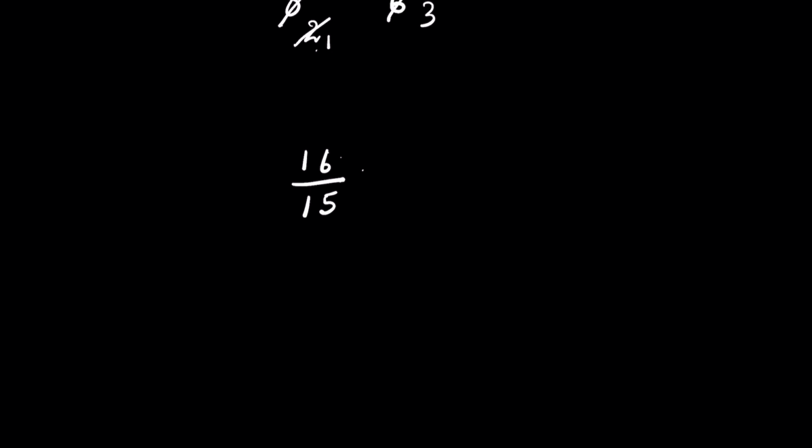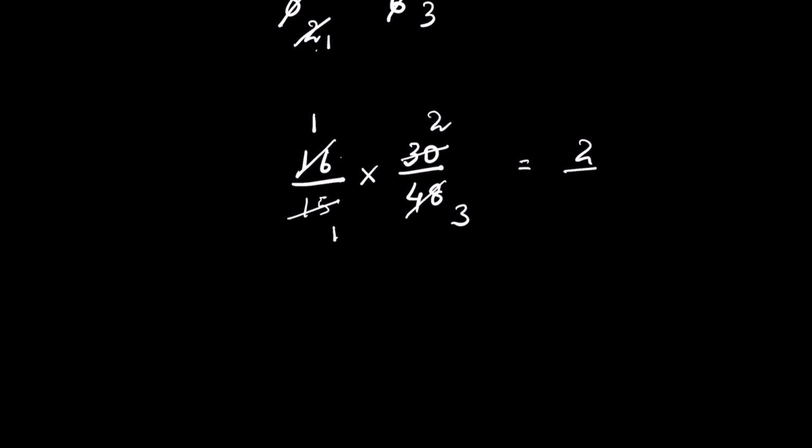What if 16 upon 15 is multiplied with 30 upon 48? Now we have one more fraction which we have to multiply. So rather than multiplying 16 by 30 and 15 by 48, the easier way is to first reduce the fractions. 15 times 1 is 15 and 15 times 2 is 30. 16 times 1 is 16 and 16 times 3 is 48. So your answer will be 2 upon 3.